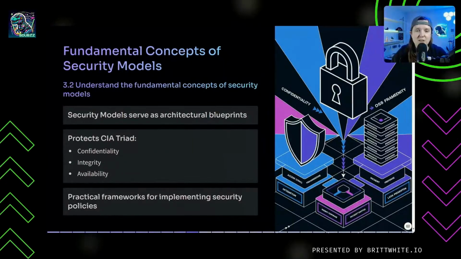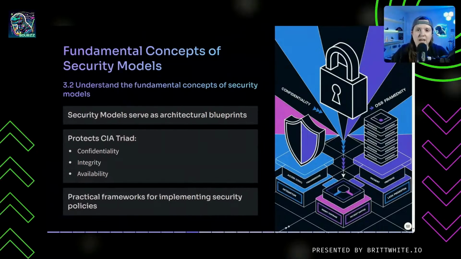Think of these models as the architectural blueprints for security. They're the foundation that everything else is built on. Just like an architect needs a solid plan for building a house, we need these models to build robust security systems. These models aren't just theoretical. They're practical frameworks that can help us implement real security policies. They give us the rules and structures we need to protect three critical aspects of security: confidentiality, integrity, and availability.